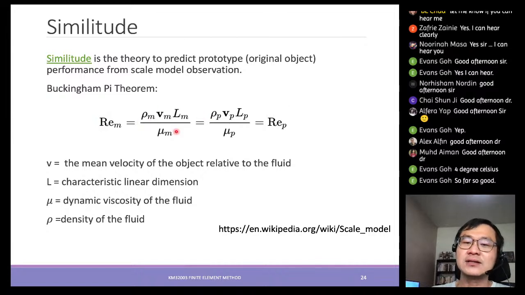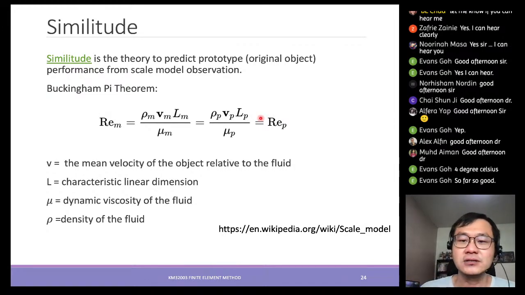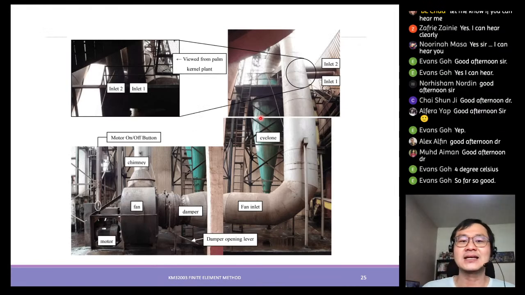So they must be a constant. So if you intend to make your model much smaller than the intended size, then you may need to increase the other parameter in order to maintain the same constant. So it depends on how you want to model your situations. So this is what it looks like in the real case.